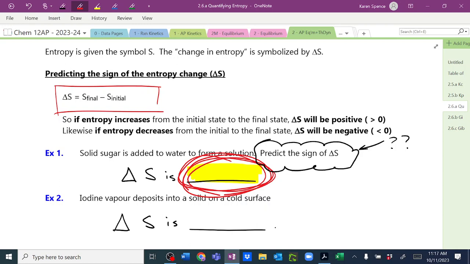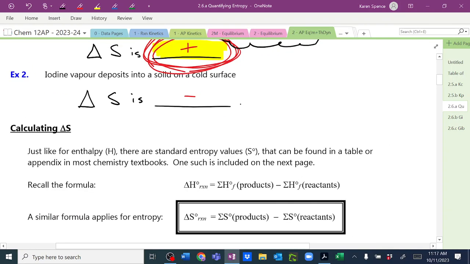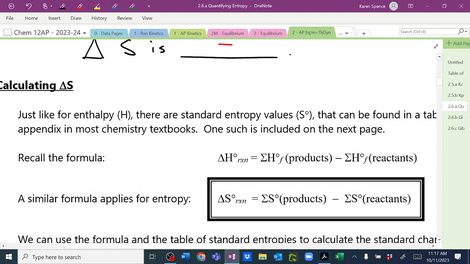All right, what do we think? Number 1 is plus, 2 is minus. Yay. Okay, wouldn't it be nice if we could actually put some numbers to delta S? Just like for enthalpy, there are tables of standard entropy values. They can be found in most textbooks in the appendix section. I have provided one for you on the next page. It's not beautiful because I don't know why I could not get a good image, but that's okay.